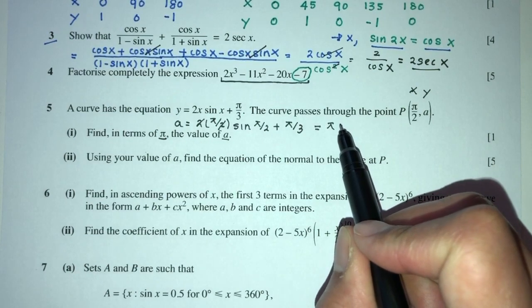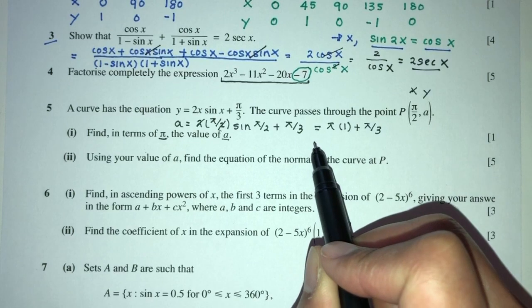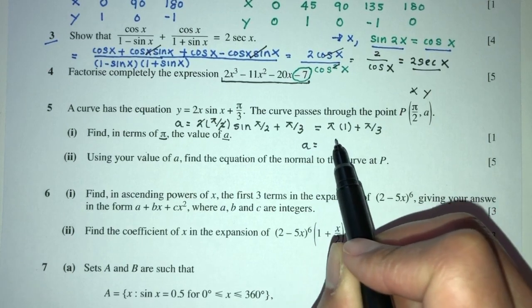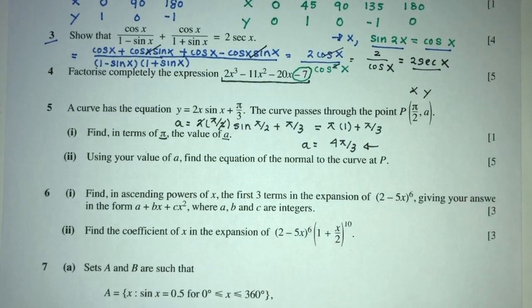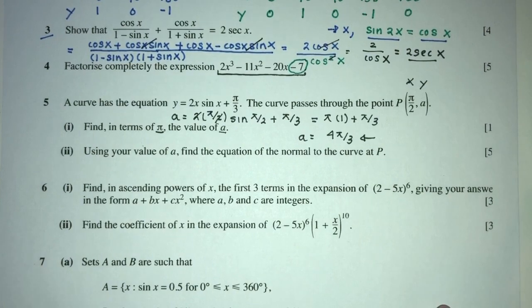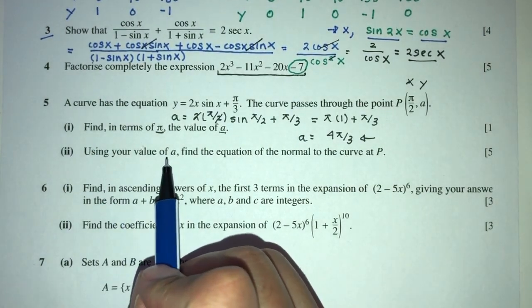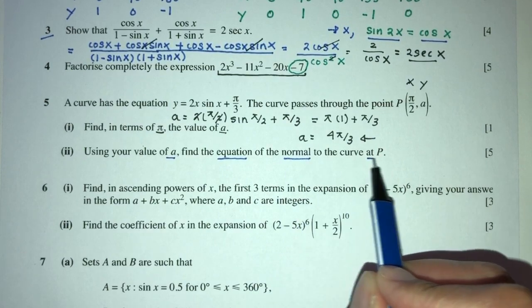So that will be times 1 plus pi over 3, which means a is equal to 4 pi over 3. That is your value of a in terms of pi. Okay, that is part 1. Now let's move on to part 2. Using my value of a, you have to find the equation of the normal to the curve at P.